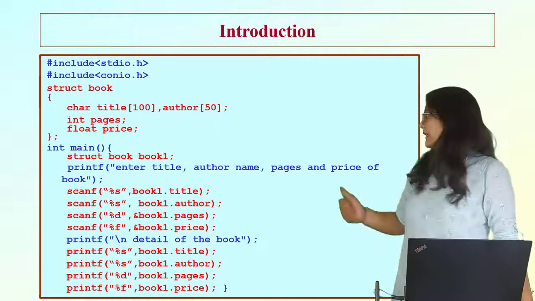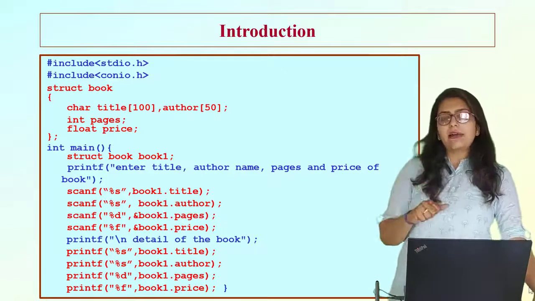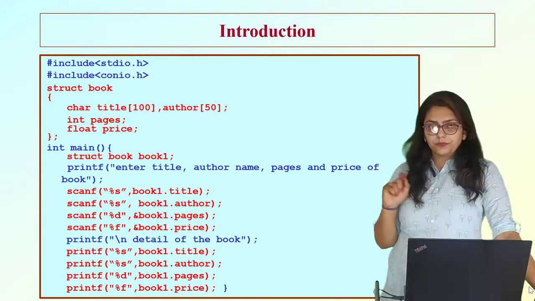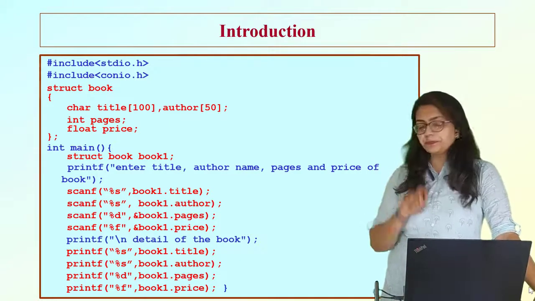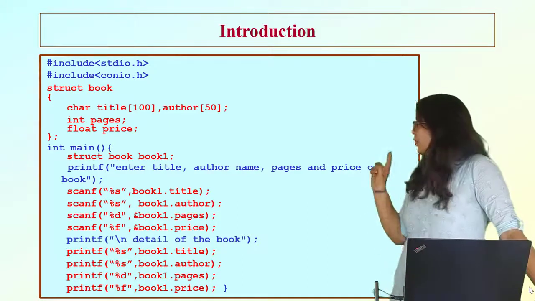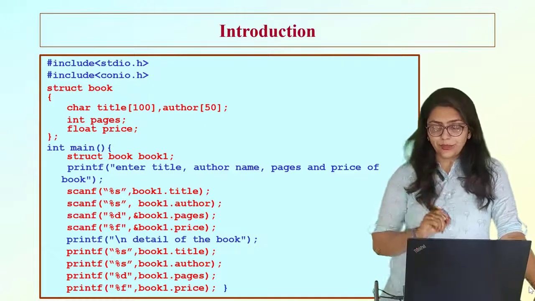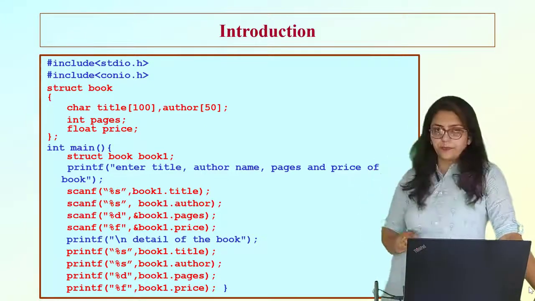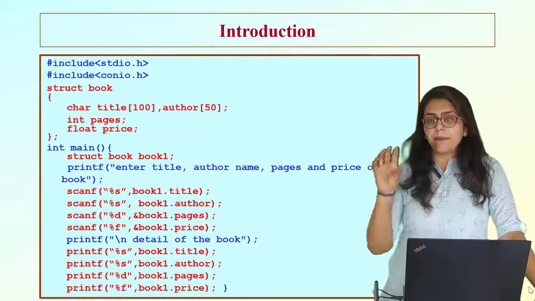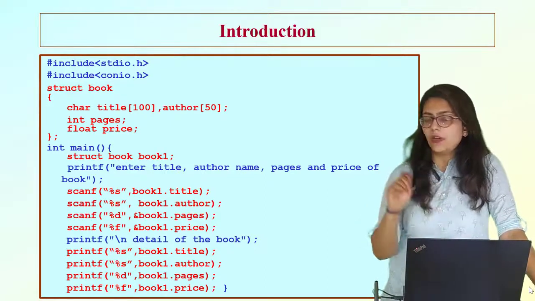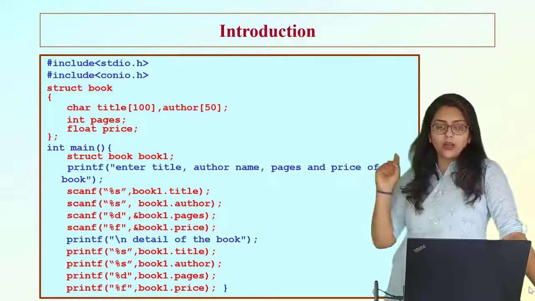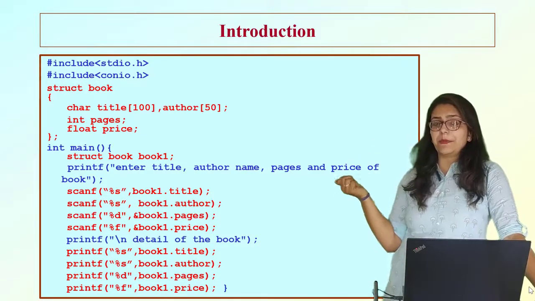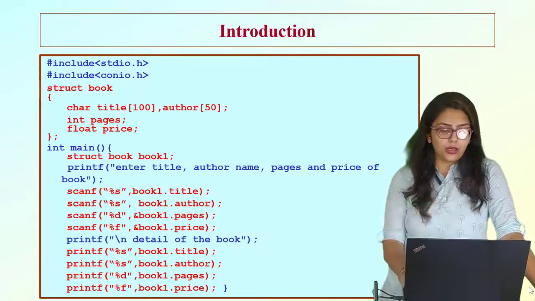So here you can see that in this book structure I have author and title. Author and title are both character arrays, so I can separate them using commas. Whatever members have the same data type will be separated by commas, but data members which have different data types will be separated by a semicolon.